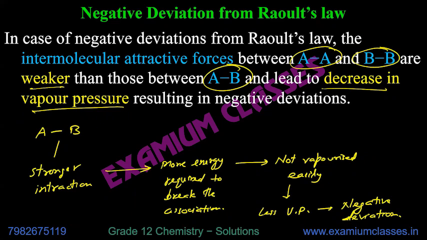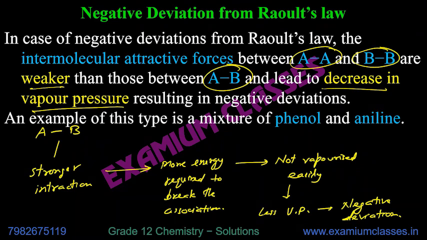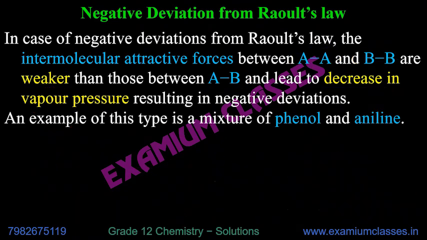Now this is how it is written in NCERT that intermolecular attractive forces between AA and BB are weaker than those AB. However, it is better to memorize it like this: the resulting interactions are stronger than the interactions before mixing. Yes, correct. It is the opposite of positive deviation. So example here, mixture of phenol and aniline.